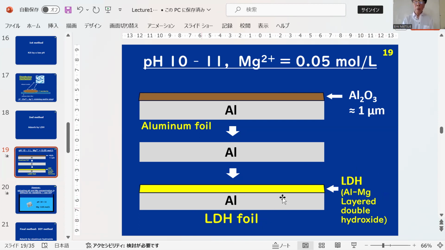Then LDH foil is produced. Very easy procedure. Just put aluminum foil in this solution, and we can obtain LDH foil.